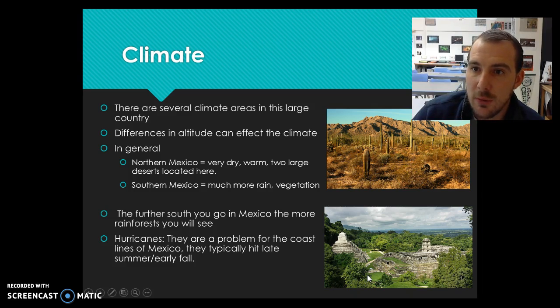The further south you go, the more rainforests there are. One of the big problems in the climate is hurricanes, and they're a problem on the coastal areas, and they typically hit in the late summer and early fall.